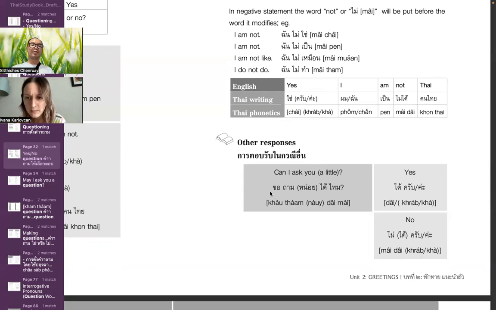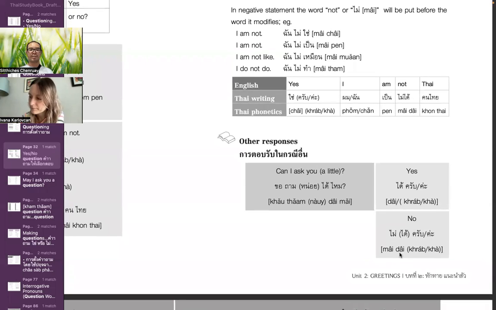Not the same. You cannot see. Not the same, right? So this one is ไม่ได้. And this one is falling. Okay, die. Die is my question. ไม่ die. You can say no here. ไม่ได้ is no, you can't. ได้ไหม, ไม่ได้, that's the negative answer.